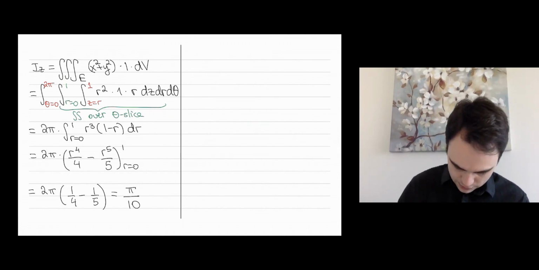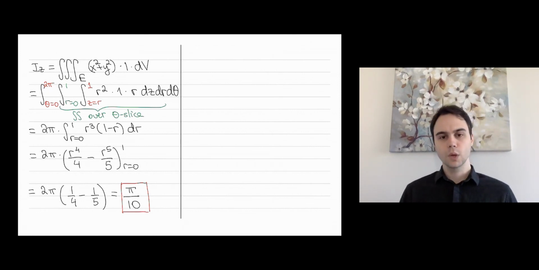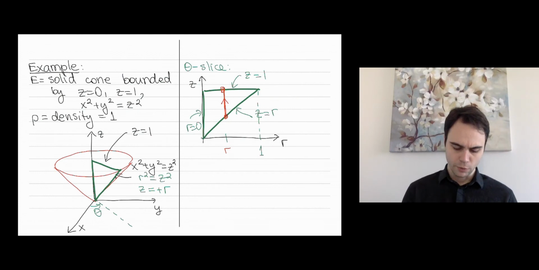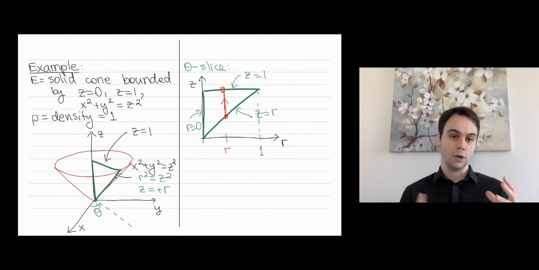So that's the value of the moment of inertia of the cone that we had before, around the z-axis. It tells you how hard it is to get this thing spinning, how much energy you need to give to get this thing spinning around the z-axis.